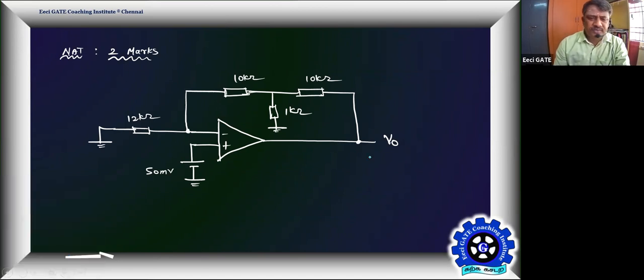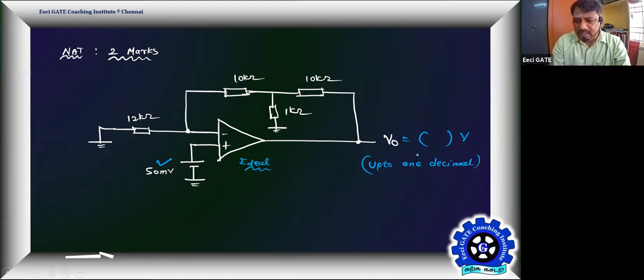The problem is this. Assuming an ideal op amp, the given op amp in the given circuit is ideal, excited by a 50 millivolt battery. Then the output voltage V naught in volts is, the answer should be up to 1 decimal place. I need to give the answer up to 1 decimal place. We'll see how to proceed for this problem and get the solution.